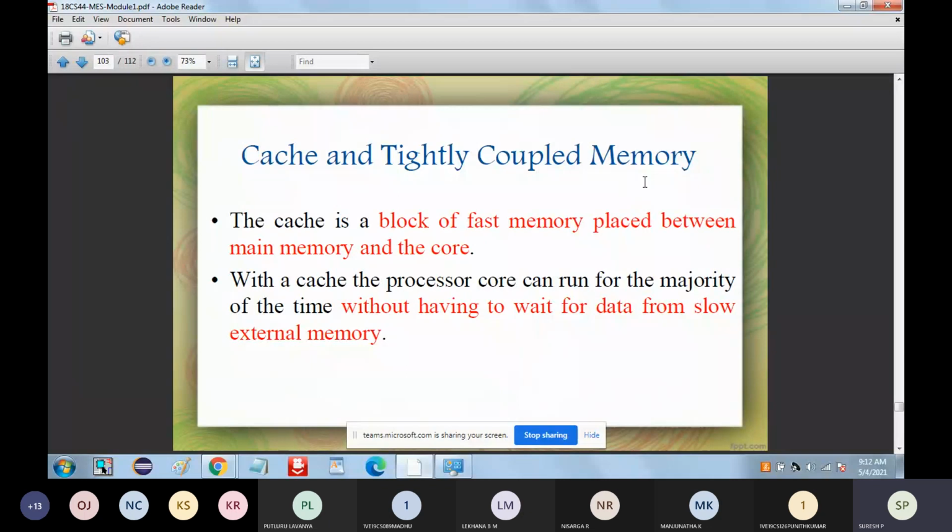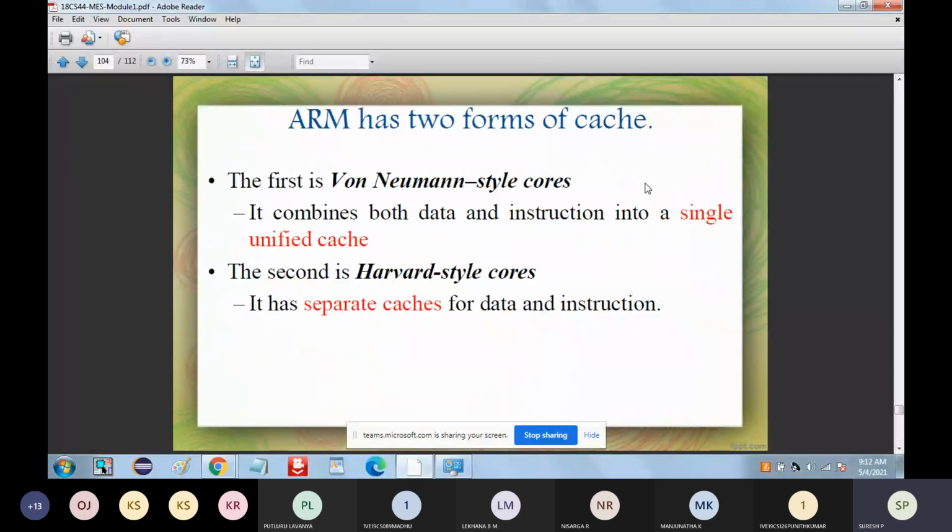So since the core has to be effective, all instructions should be there in the cache only. If it is there in the cache, what does it mean? Your processor core is not waiting much of the time for the instruction to come from the secondary memory. So it does not have any wait time. Okay, so that is what it means.